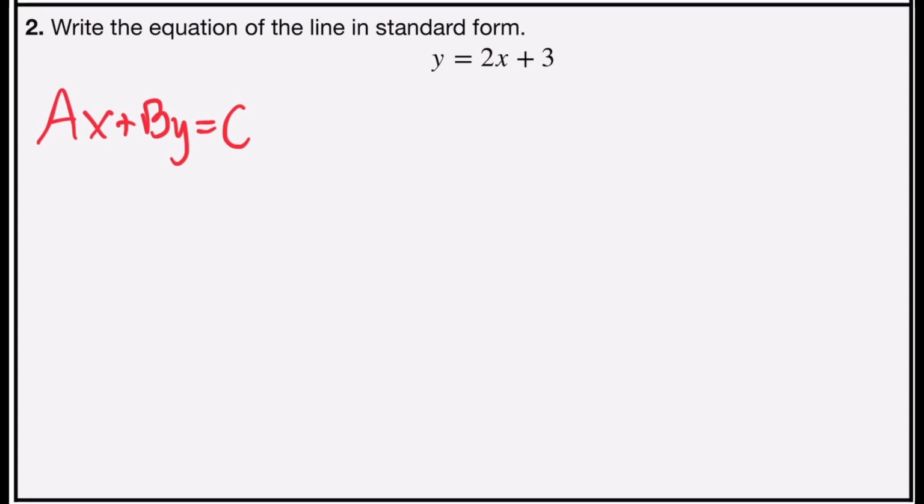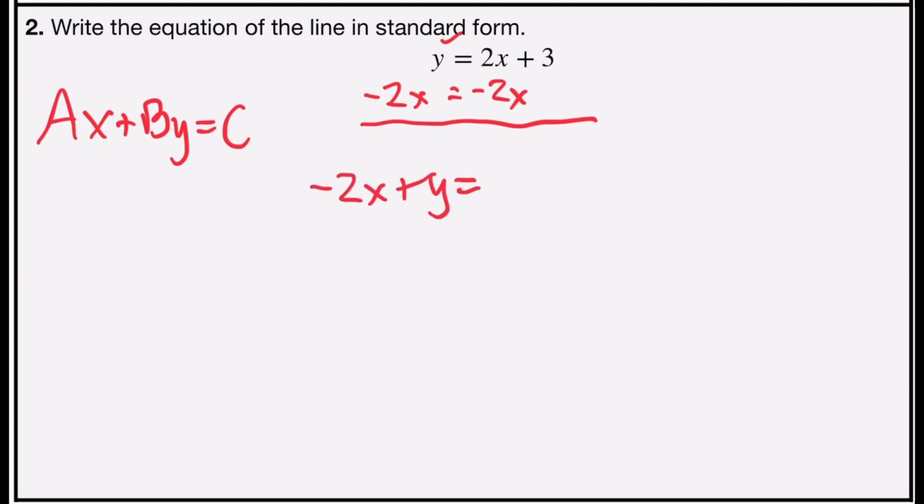So I notice that the y term is on the left side, and that's on the correct side, but the x term is not. So the first thing I'm going to do is subtract 2x from both sides. So on the left side, I would have negative 2x plus y equals, on the right side, 2x minus 2x is 0, and 0 plus 3 is 3. So now all of my terms are in the correct position.